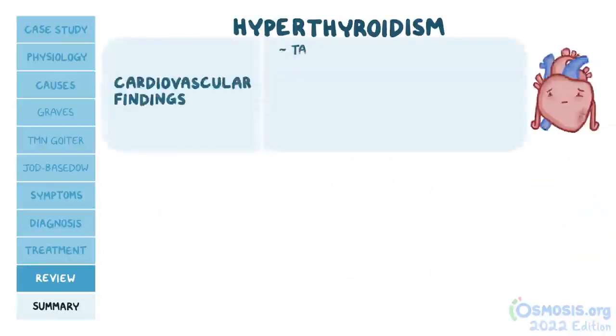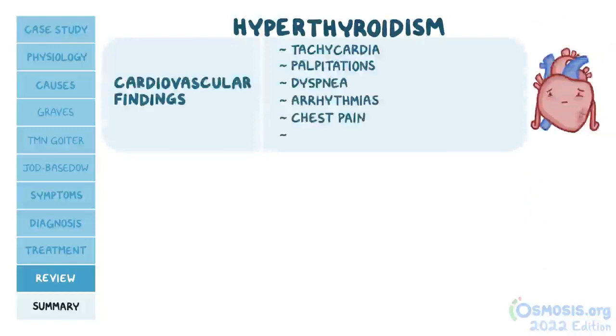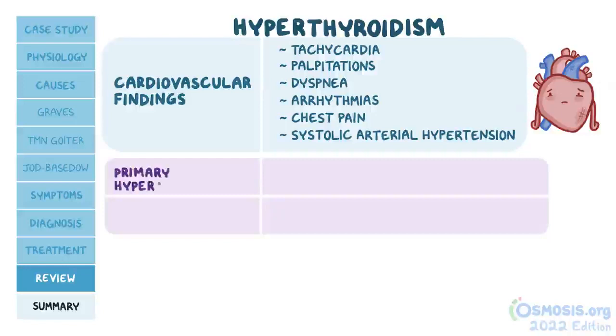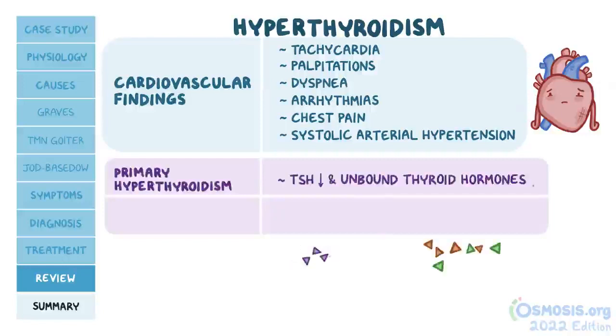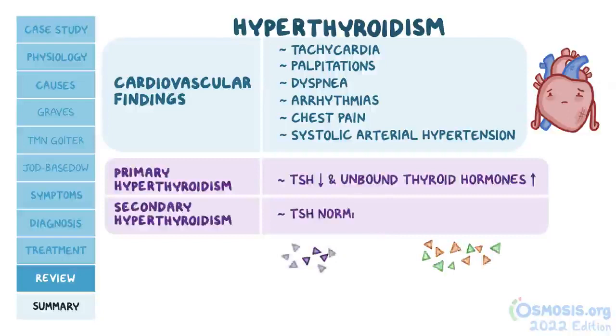Cardiovascular findings include tachycardia, palpitations, dyspnea, arrhythmias, chest pain, and systolic arterial hypertension. With primary hyperthyroidism, TSH will be low and unbound thyroid hormones will be high. But with secondary hyperthyroidism, TSH is normal or high.